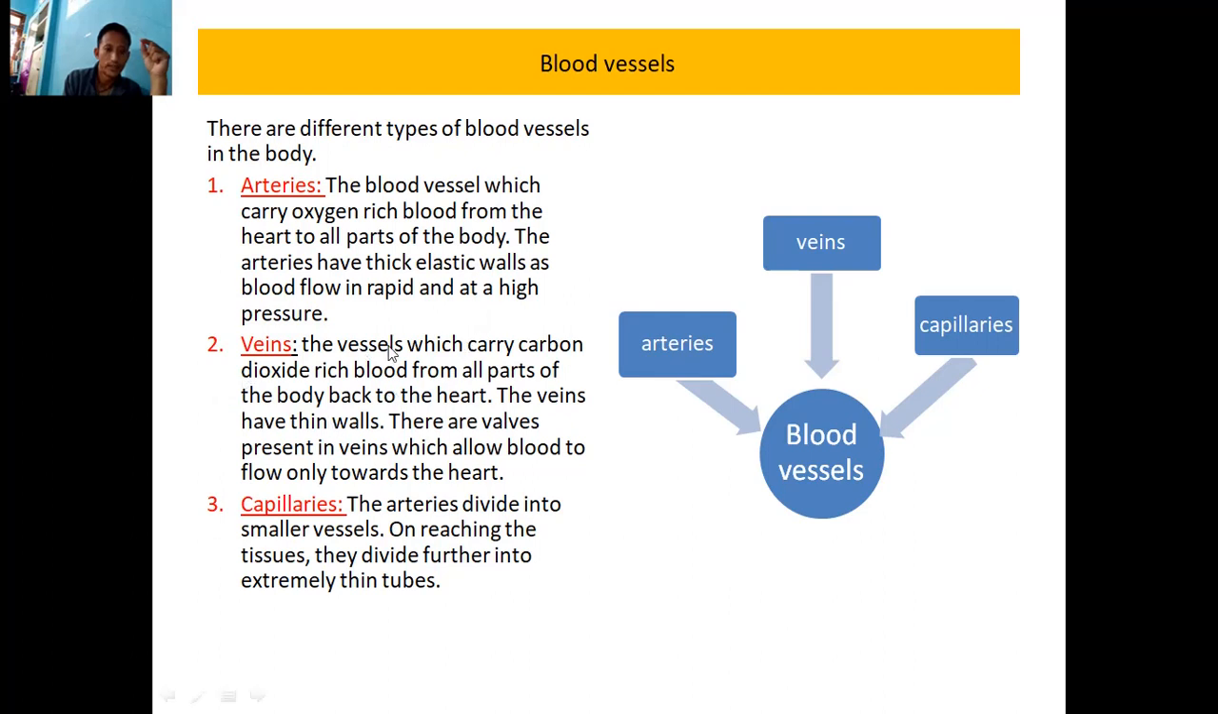The vessel which carries carbon dioxide-rich blood from the parts of the body back to the heart is called a vein. The vein carries deoxygenated blood which contains carbon dioxide. Veins have thin walls.